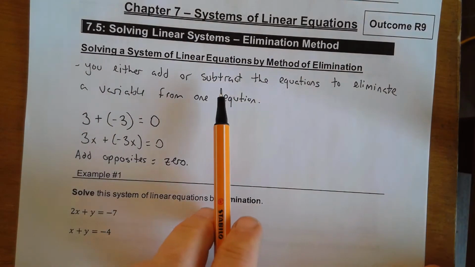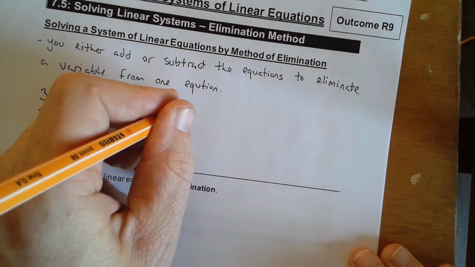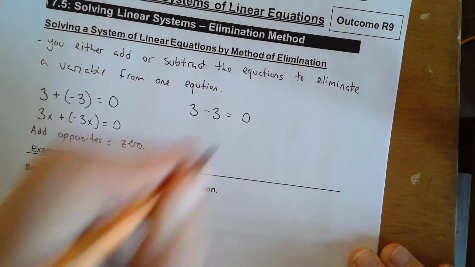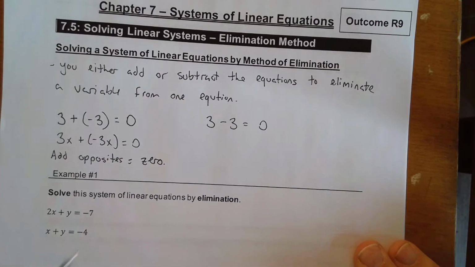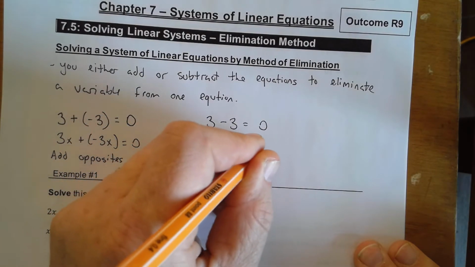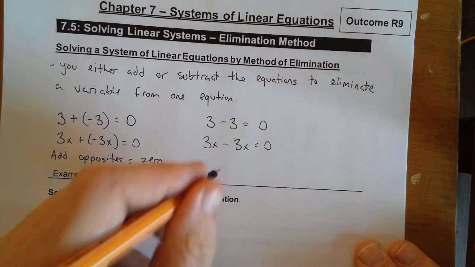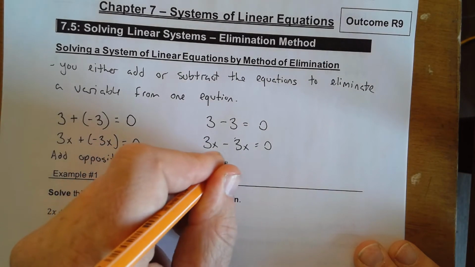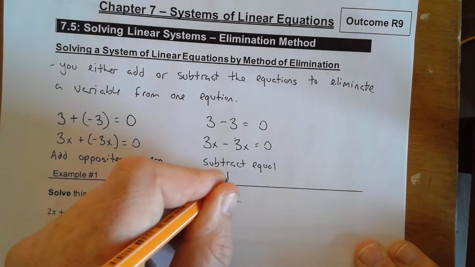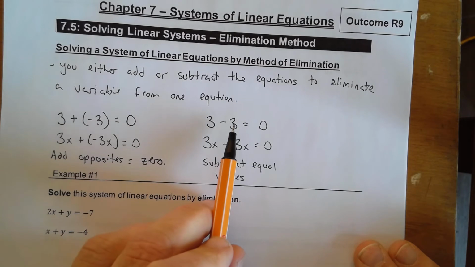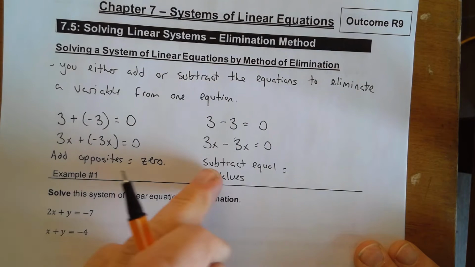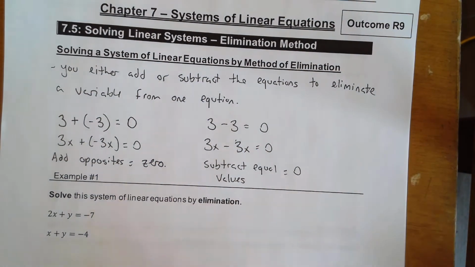So when do I subtract? Well, if I have the same number, I have 3 and I subtract 3 from it, that also creates 0. Or if I have 3x and I subtract 3x, I'm left with 0. So subtract equal values. So 3 equals 3, so I subtract. 3x equals 3x, so I subtract. And when I subtract equal values, I get 0.